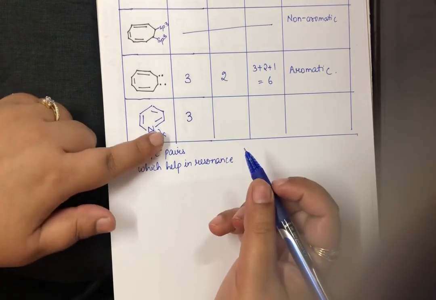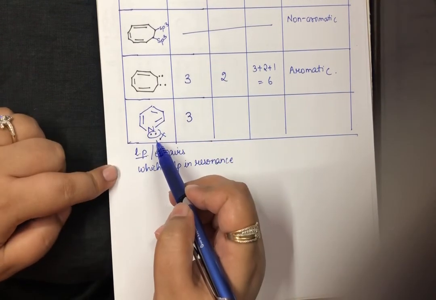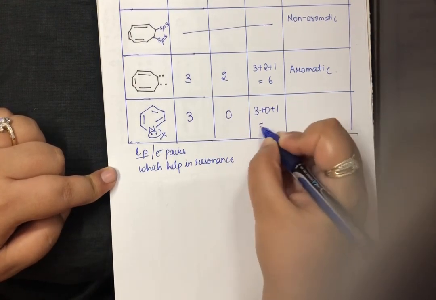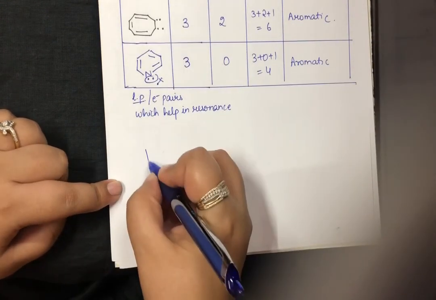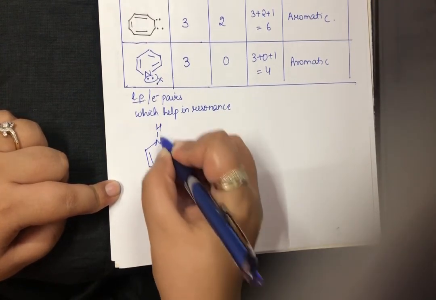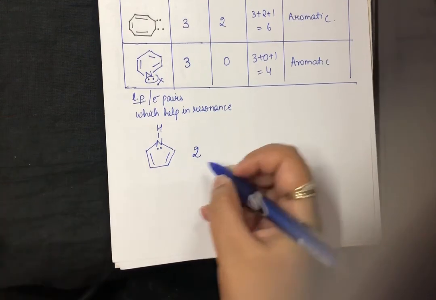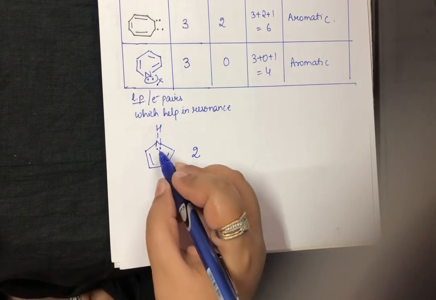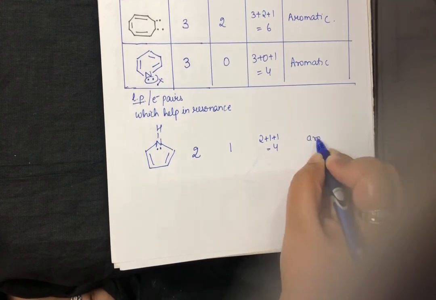And even if I do not have this lone pair here, still the resonance would be going on. So this lone pair is of no use for me. So it is 3 and it is 0. So it is 3 plus 0 plus 1, which is 4. So it is aromatic. I will take one more example so that this also gets cleared. Now if I have this compound, the number of the pi bonds are 2. But without this lone pair, my resonance will not occur. So I have to include this. So this is going to be 2 plus 1 plus 1, which is 4, and this is aromatic.